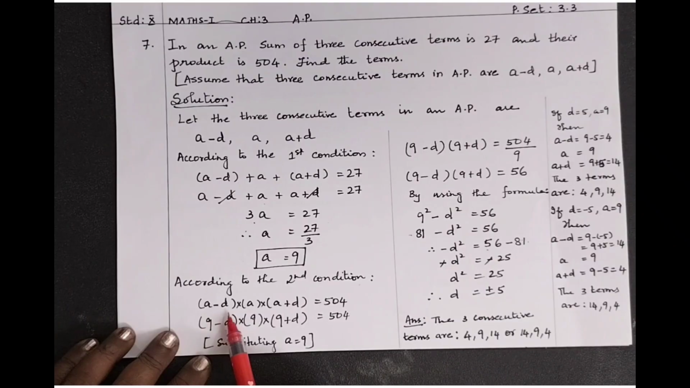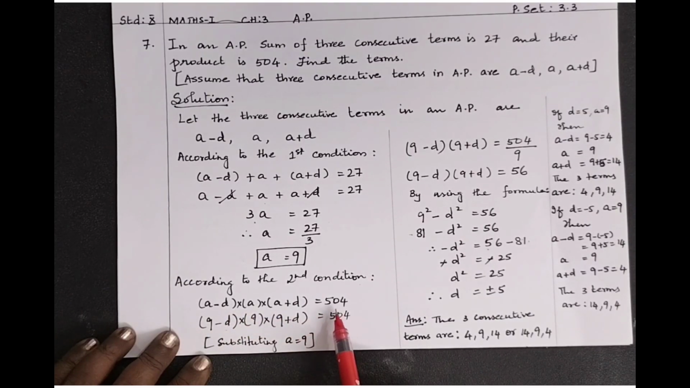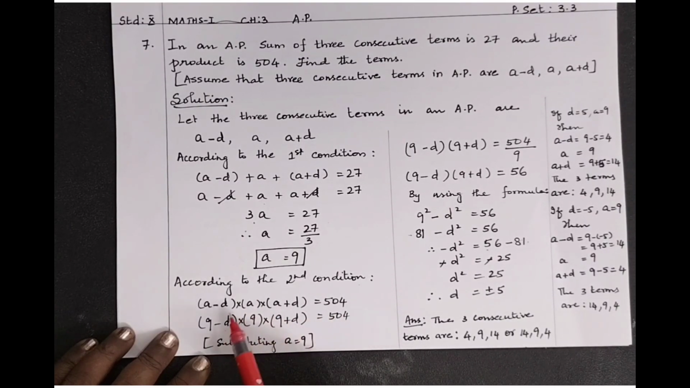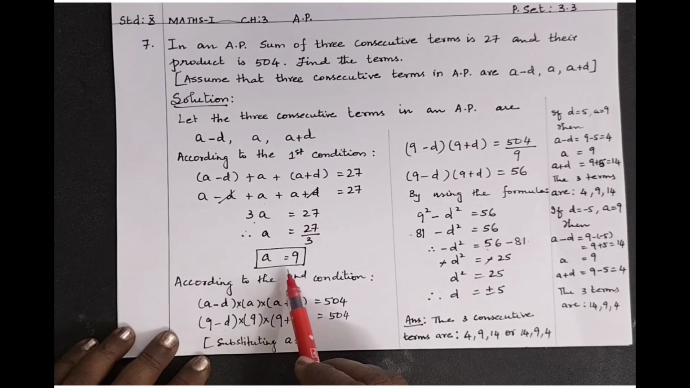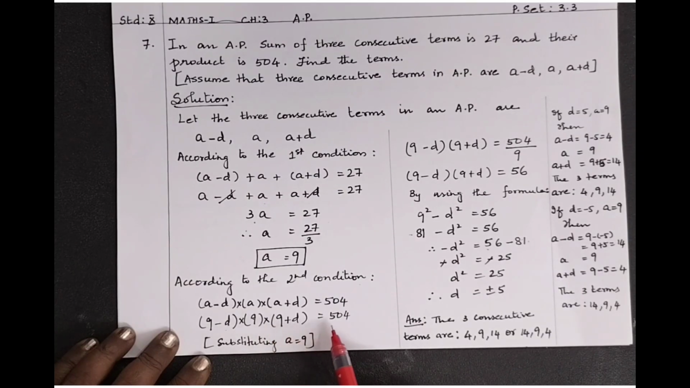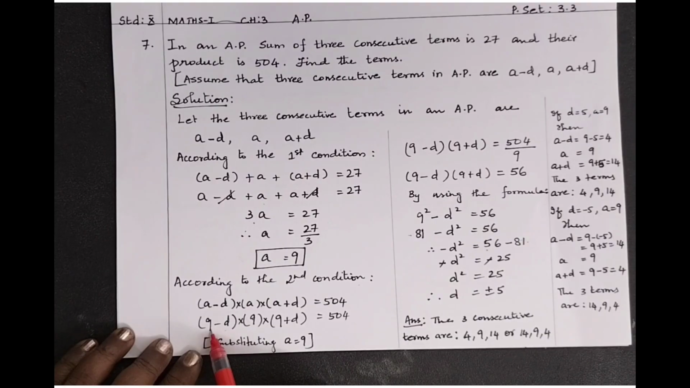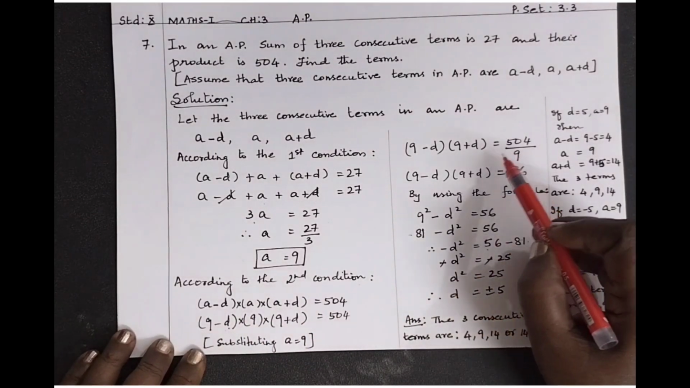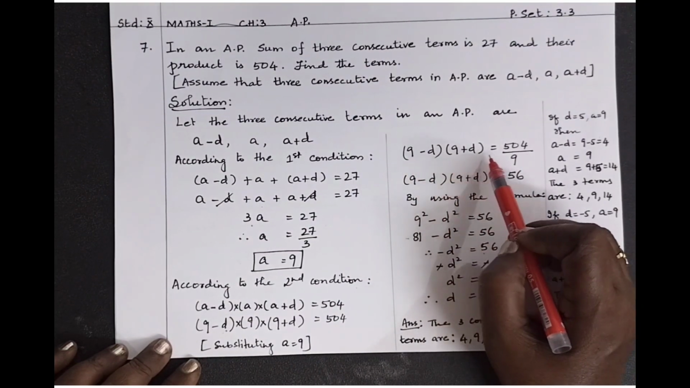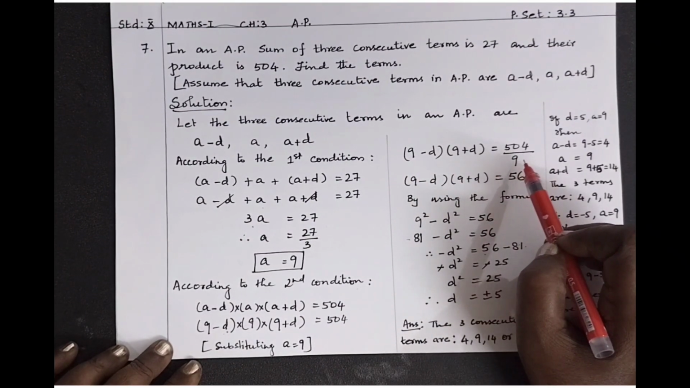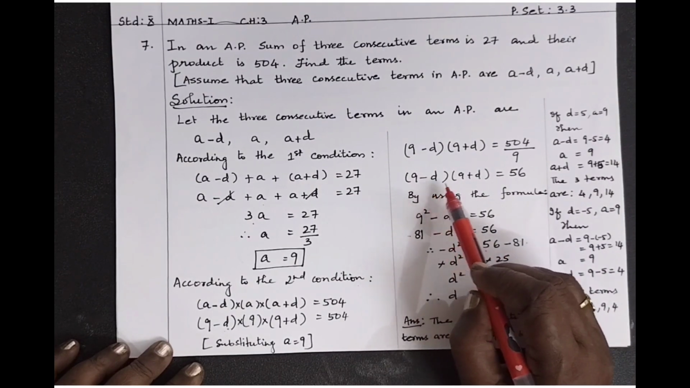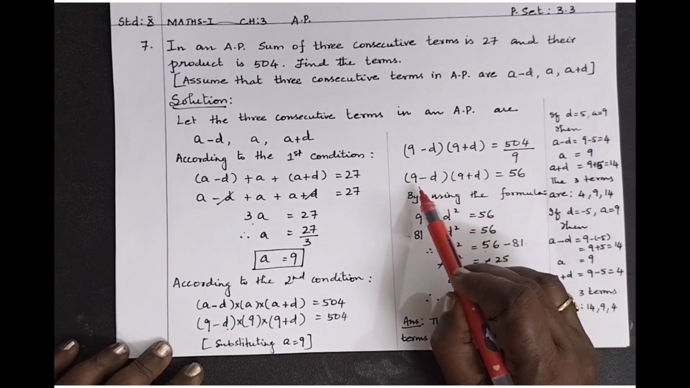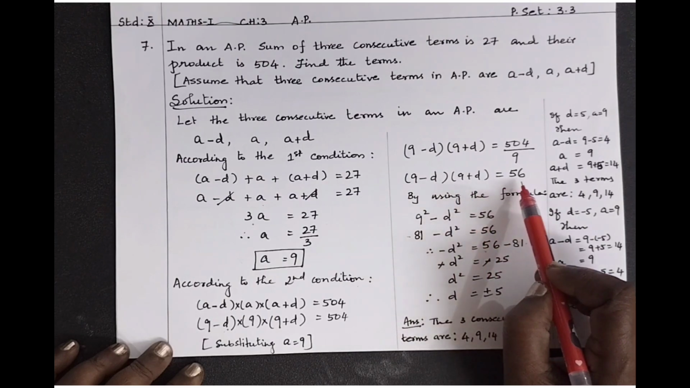Next, according to the second condition, the product is 504. Therefore, a minus d into a into a plus d is 504. Substitute the values. So, 9 minus d into 9 plus d is 504. Now, keep only 9 minus d and 9 plus d on the left hand side and bring this 9 to the other side. So, 9 minus d into 9 plus d is equal to 504 divided by 9. When we divide we get 56. So, 9 minus d into 9 plus d is 56.